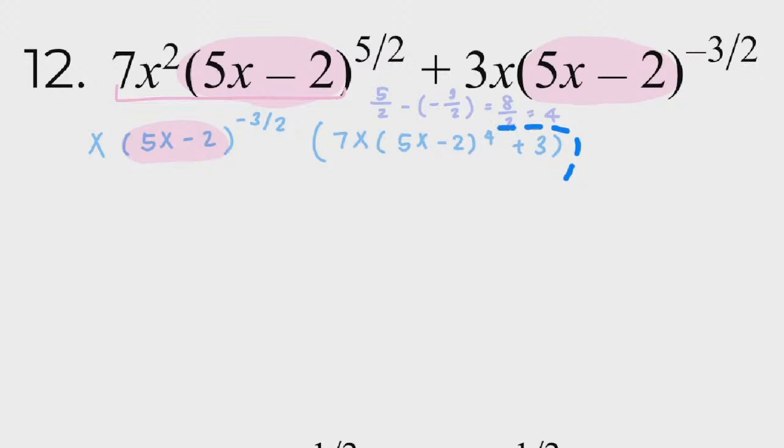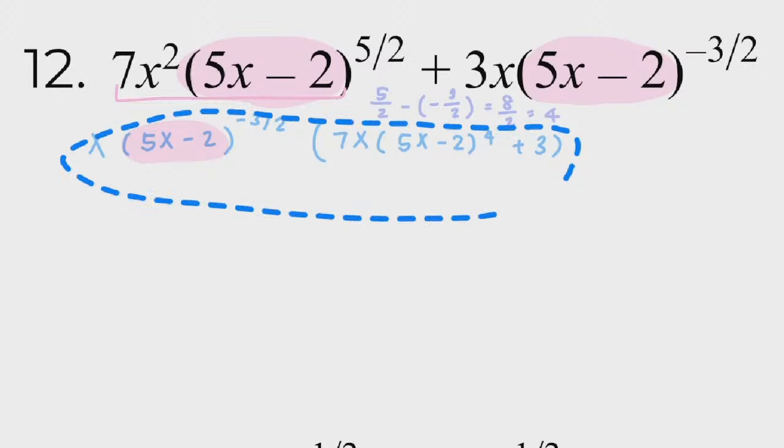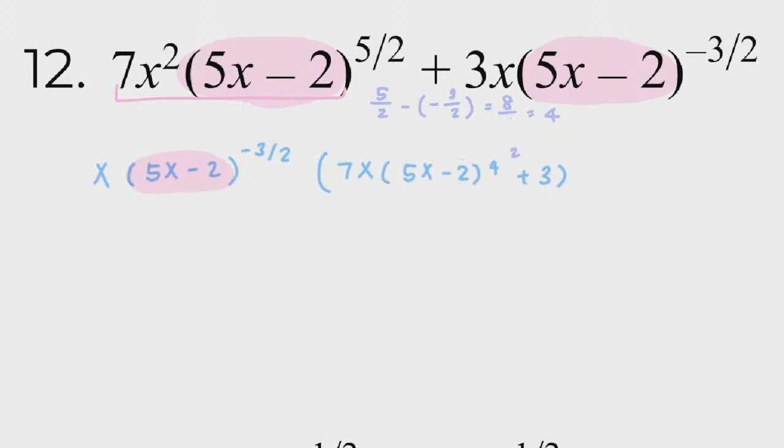From here, I just want to move it down a little bit so there's more space. There's nothing else we can simplify, so this is going to be the final answer. You don't have to multiply out 5x minus 2 to the 4th power, because that would take a really long time. And you can't simplify anything with 3 anyways, since we're multiplying by 7x.